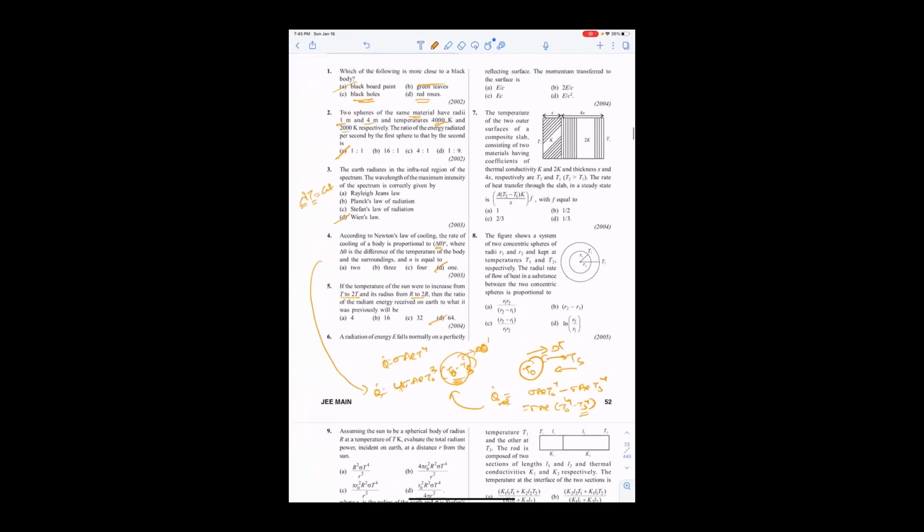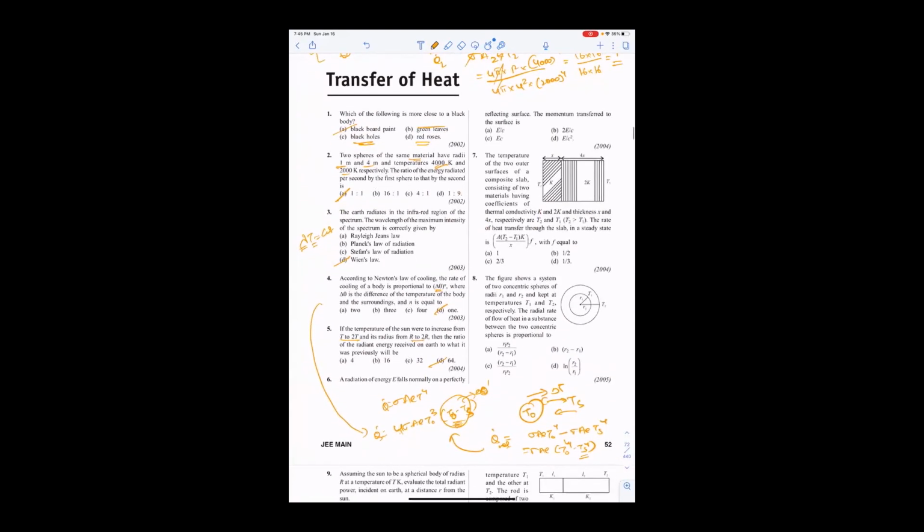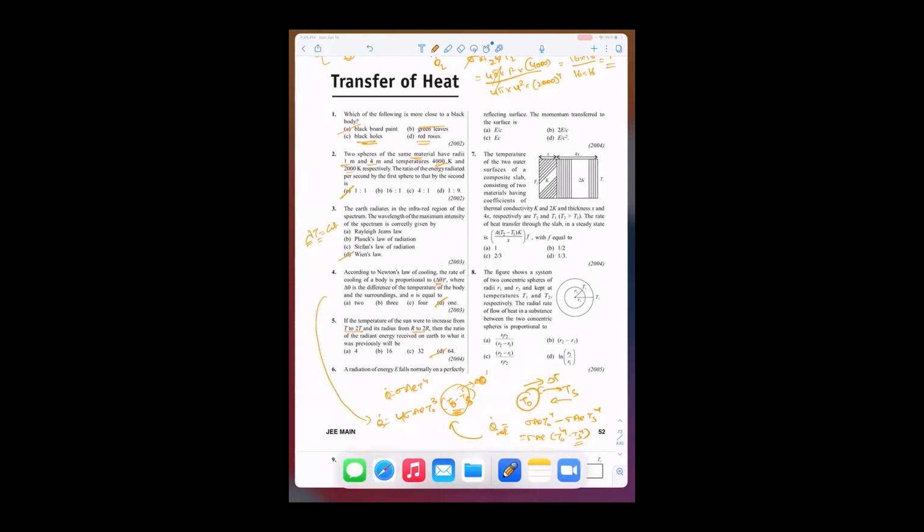Fifth one. A radiation of energy E falls normally on a perfectly reflecting surface. The momentum transferred to the surface is 2E by C. If it is absorbing, the momentum is E by C; if it is reflecting, it is 2E by C. So how to solve this?